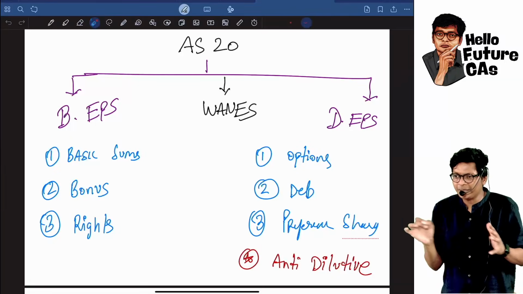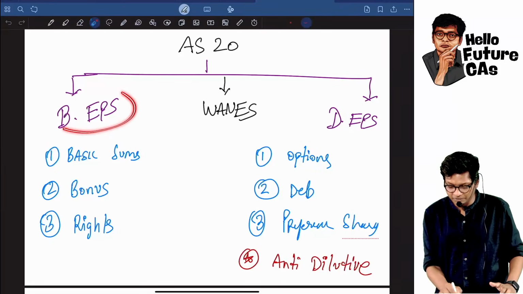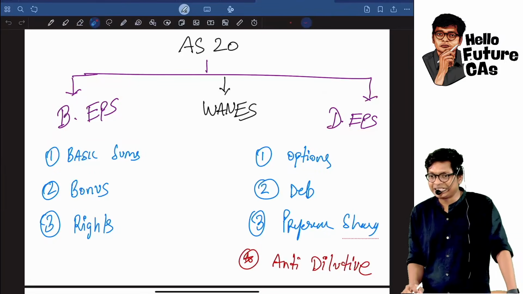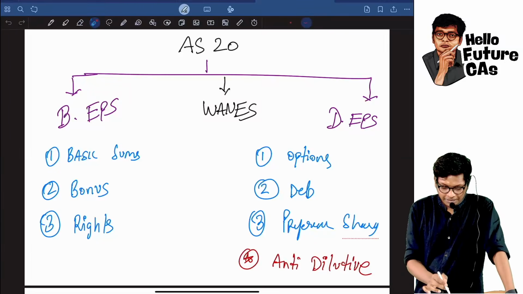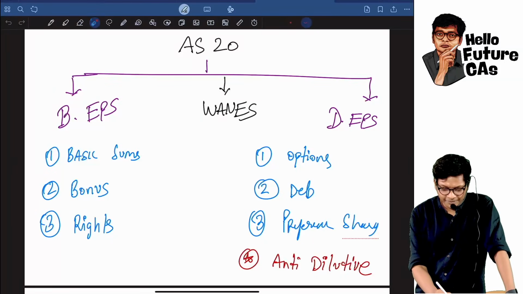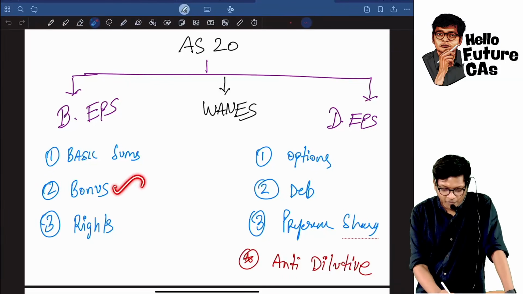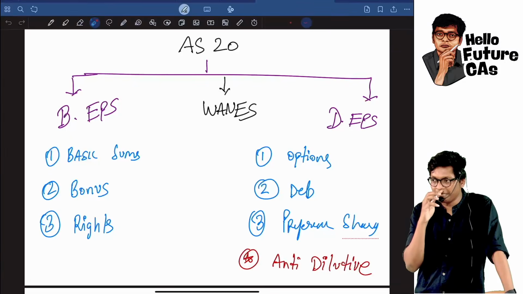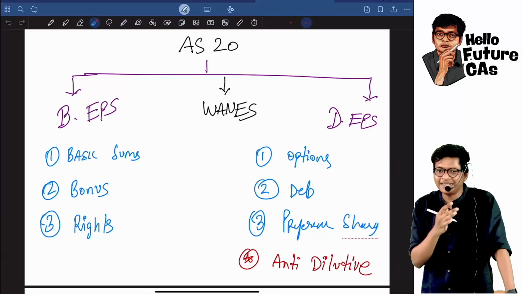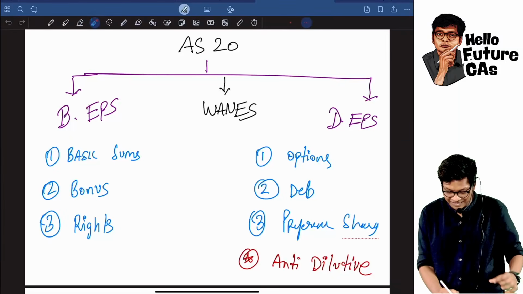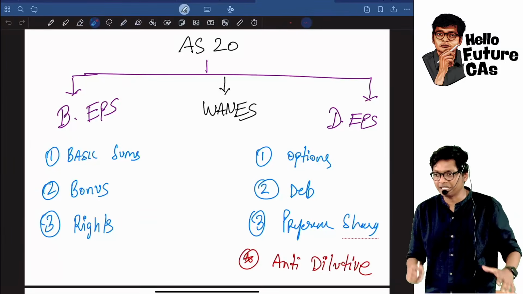We have two types in AS20, which most of you know: basic EPS and diluted EPS. In basic EPS we have some basic sums. Will it come in exam? Chances are less. Then you have bonus. Will it come in exam? Maybe as part of a sum. Separately as a sum, again chances are very less. Rights, another proper standalone sum.